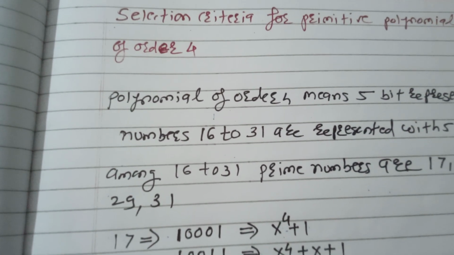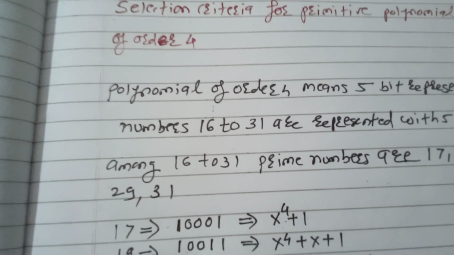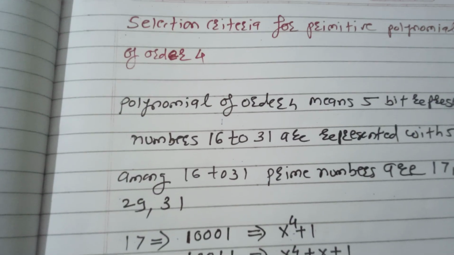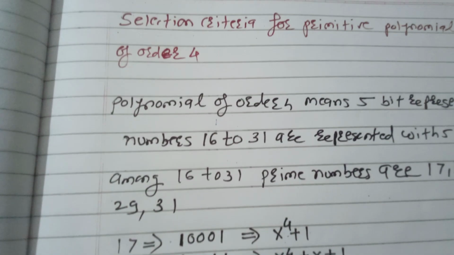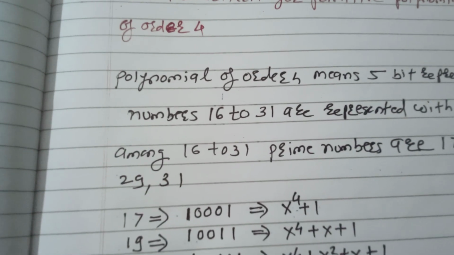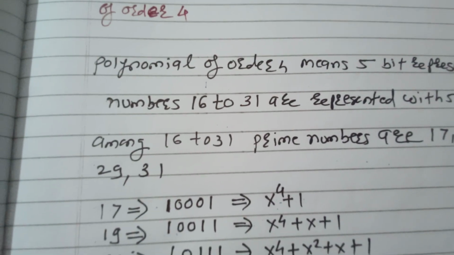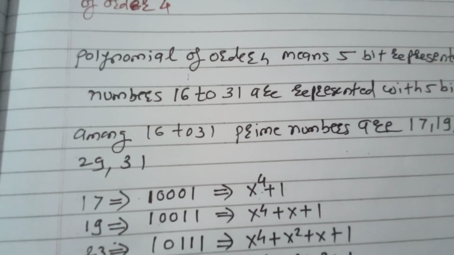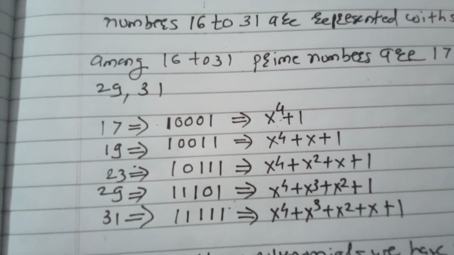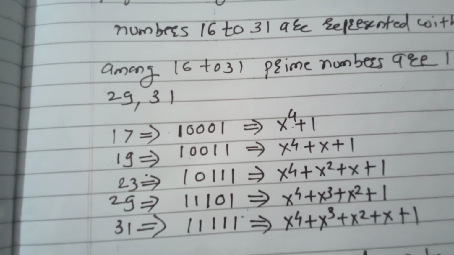Here the extended field is Galois field 2 raised to 4, that is Galois field 16. So the first criterion is that you have to search for the number with 5 bit representation which is a prime number. Here order is 4, that means 5 bit representation. Numbers 16 to 31 are represented with 5 bits. Among 16 to 31, prime numbers are 17, 19, 23, 29, 31.